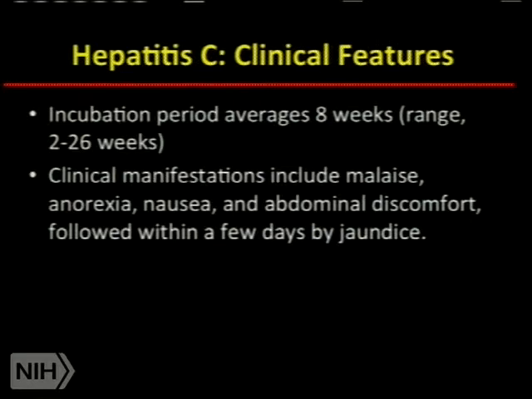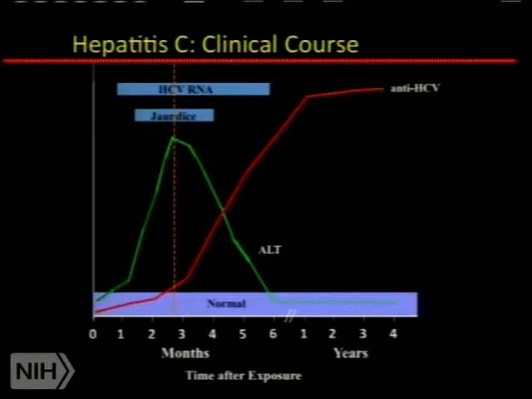Now, I would like to note that presentation with jaundice is a very uncommon presentation of hepatitis C, and the majority of individuals are asymptomatic when they acquire their infection. So this slide shows the clinical course. Following exposure to the virus, the viral RNA can be detected as early as 2 weeks. In contrast, antibody is not detectable until about 6 or 8 weeks after exposure.